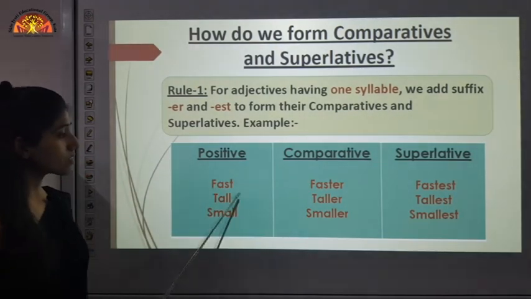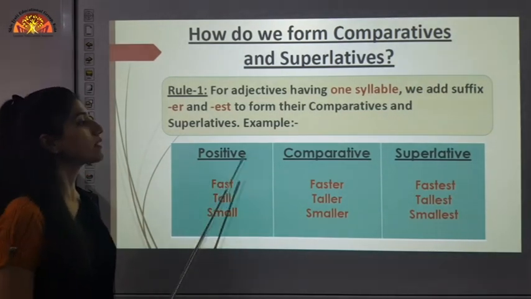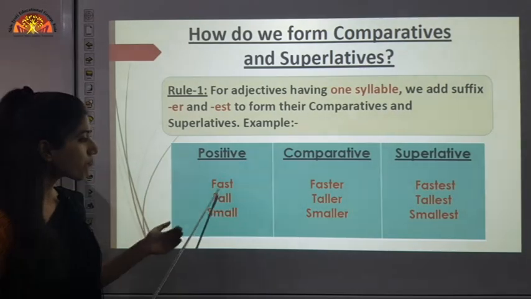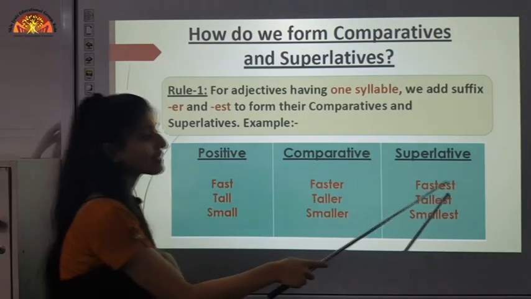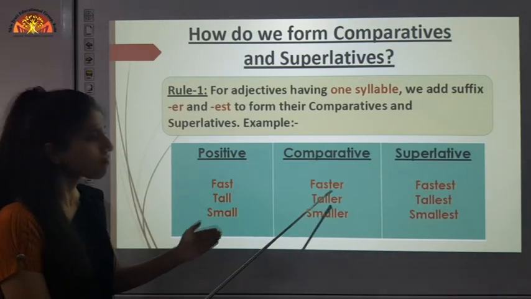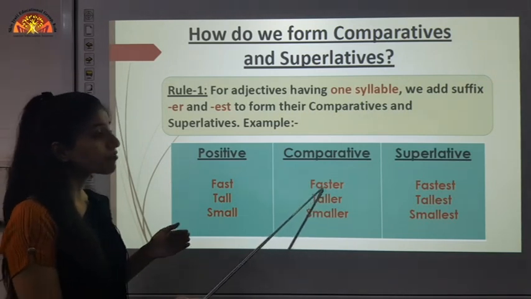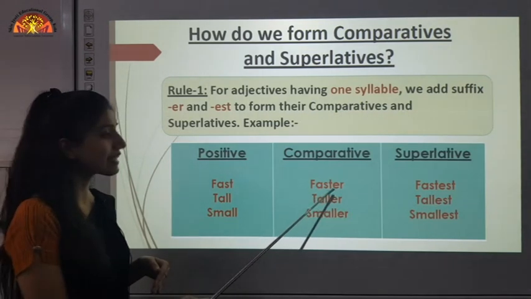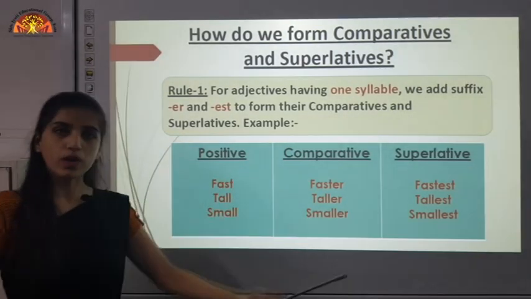Fast. Fast is the positive degree. Now, to form the comparative degree of fast, we will be adding ER in the comparative and EST in the superlative. Now we have to add the suffix, meaning we add ER after the word and EST also after the word.